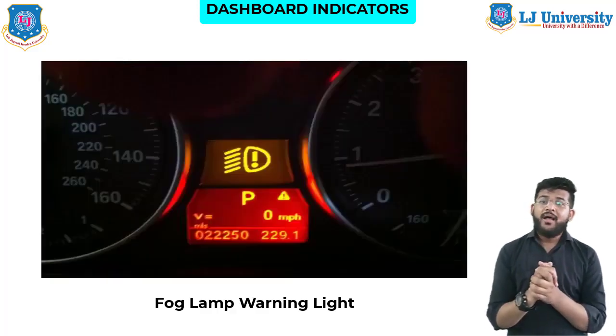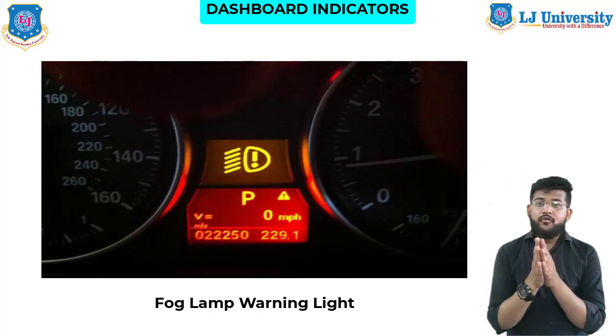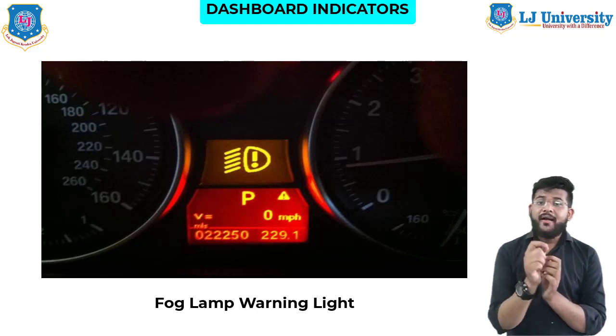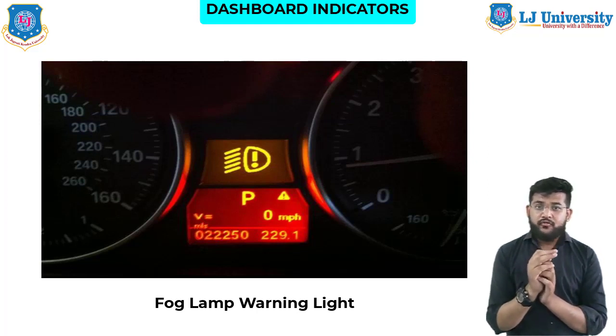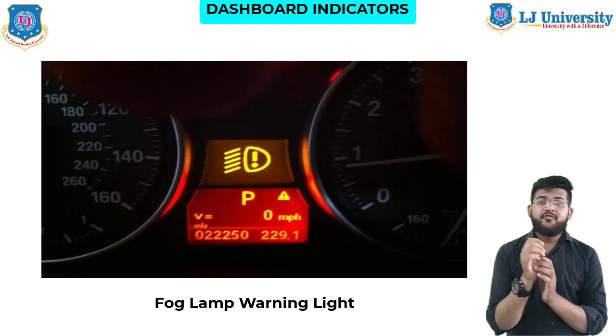Next is the fog lamp warning light indicator. What do we mean by the fog light warning light? Fog lights enable us to see through the fog and drive easily. It can be very difficult to drive through fog because visibility always lowers, so it can be really difficult to judge what is coming ahead due to the limited visibility. To deal with bad weather conditions, automakers have made fog lights.